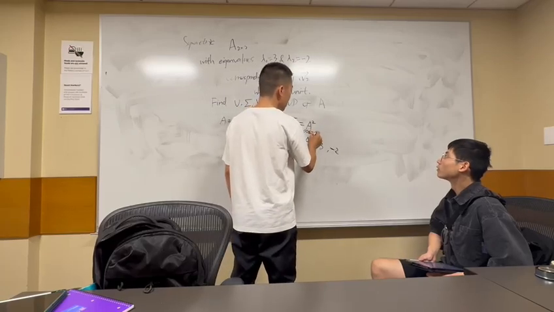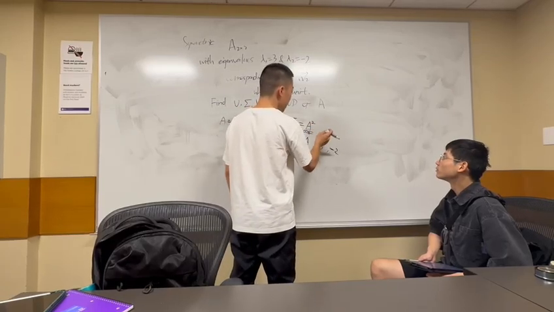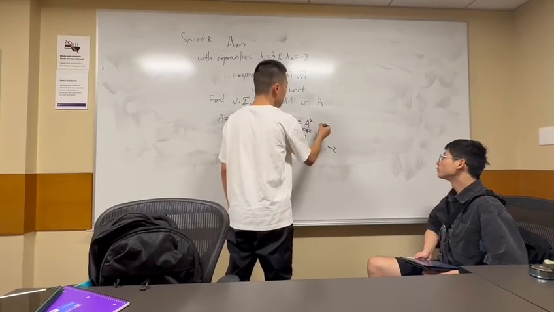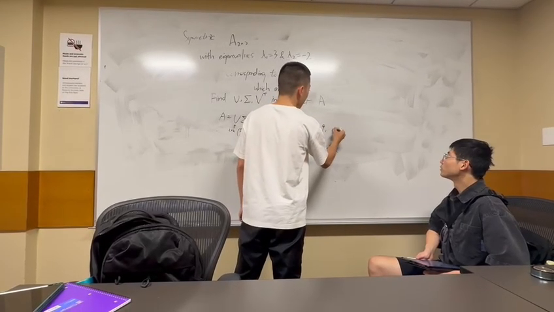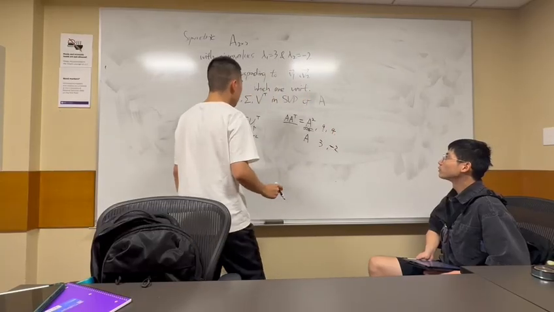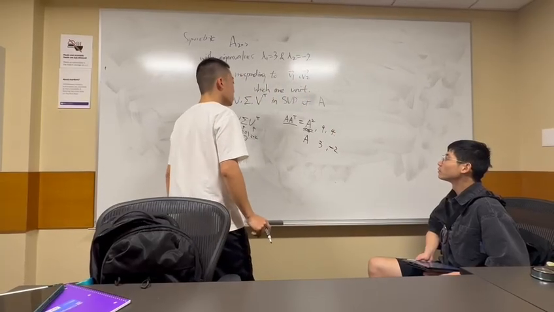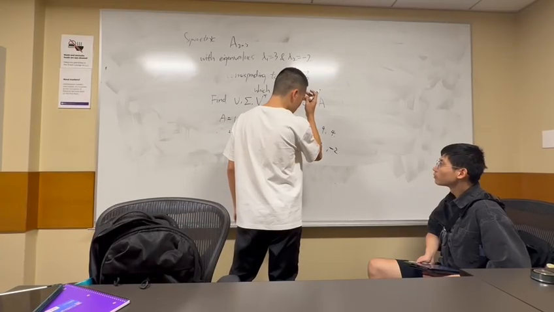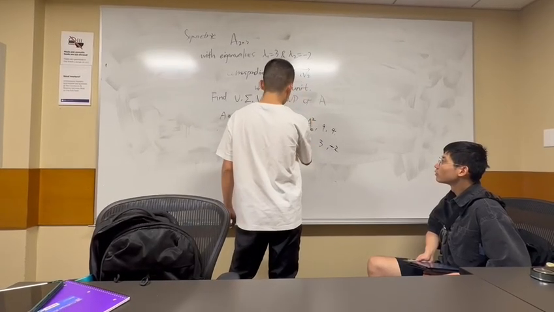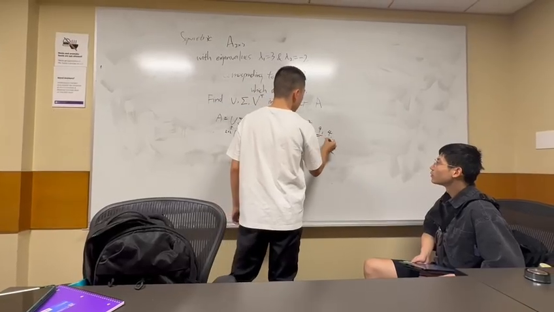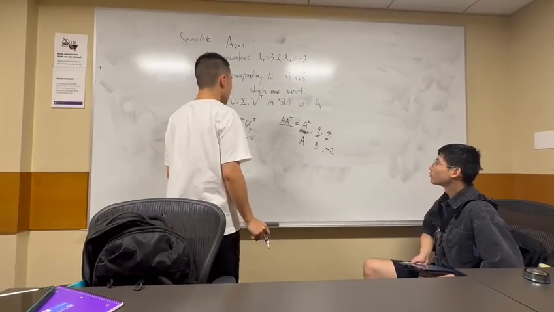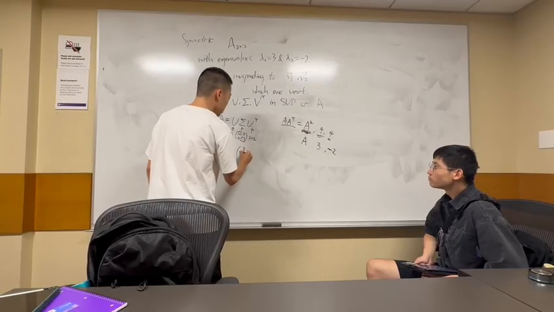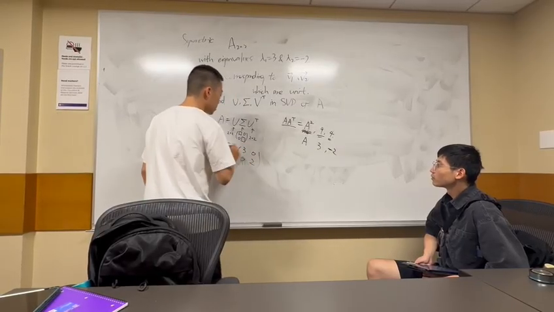It's very easy and very obvious to get that the eigenvalues of A squared are just 9 and 4. And so by the definition of singular value, the singular values of A are just the square roots of the eigenvalues of A A transpose. So sigma equals this diagonal matrix.